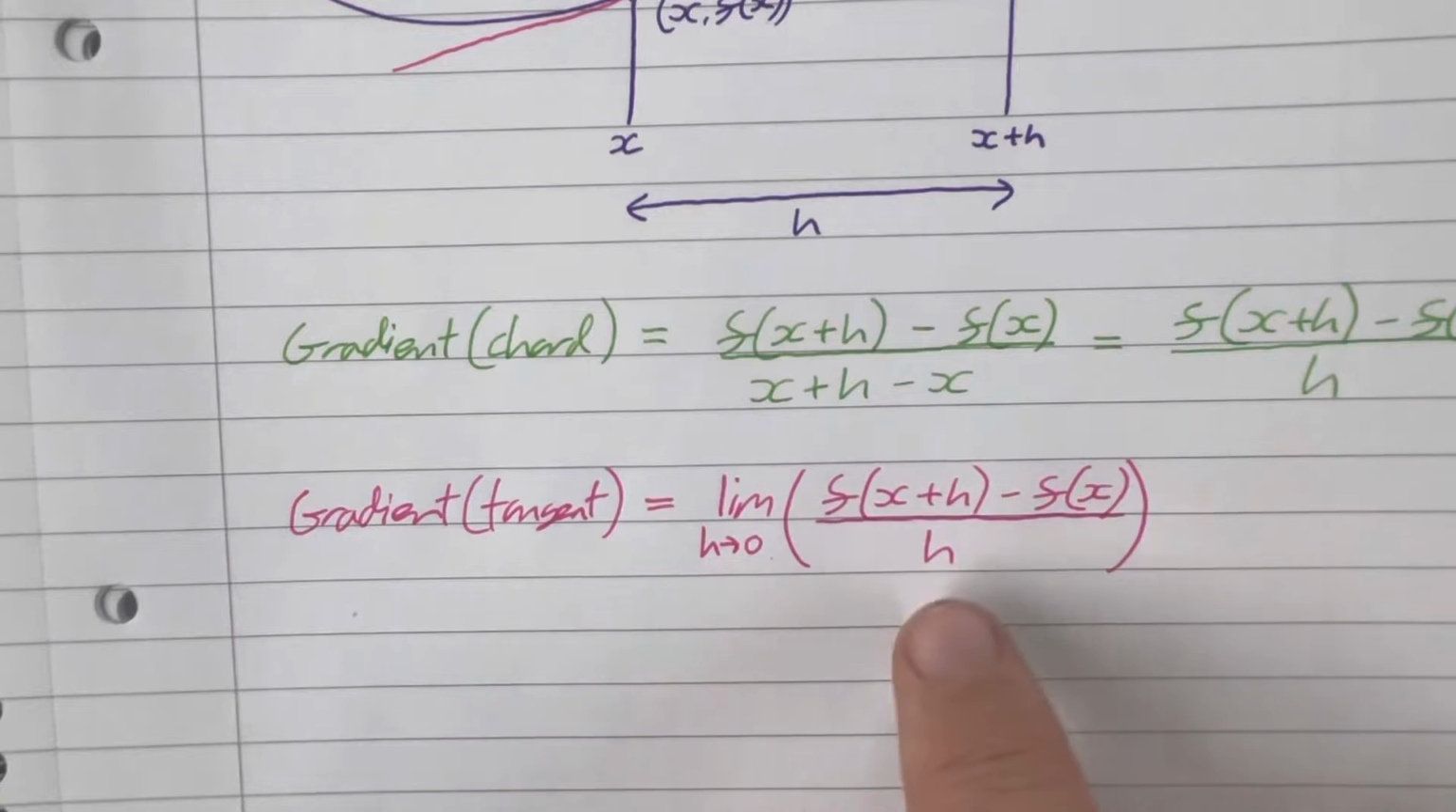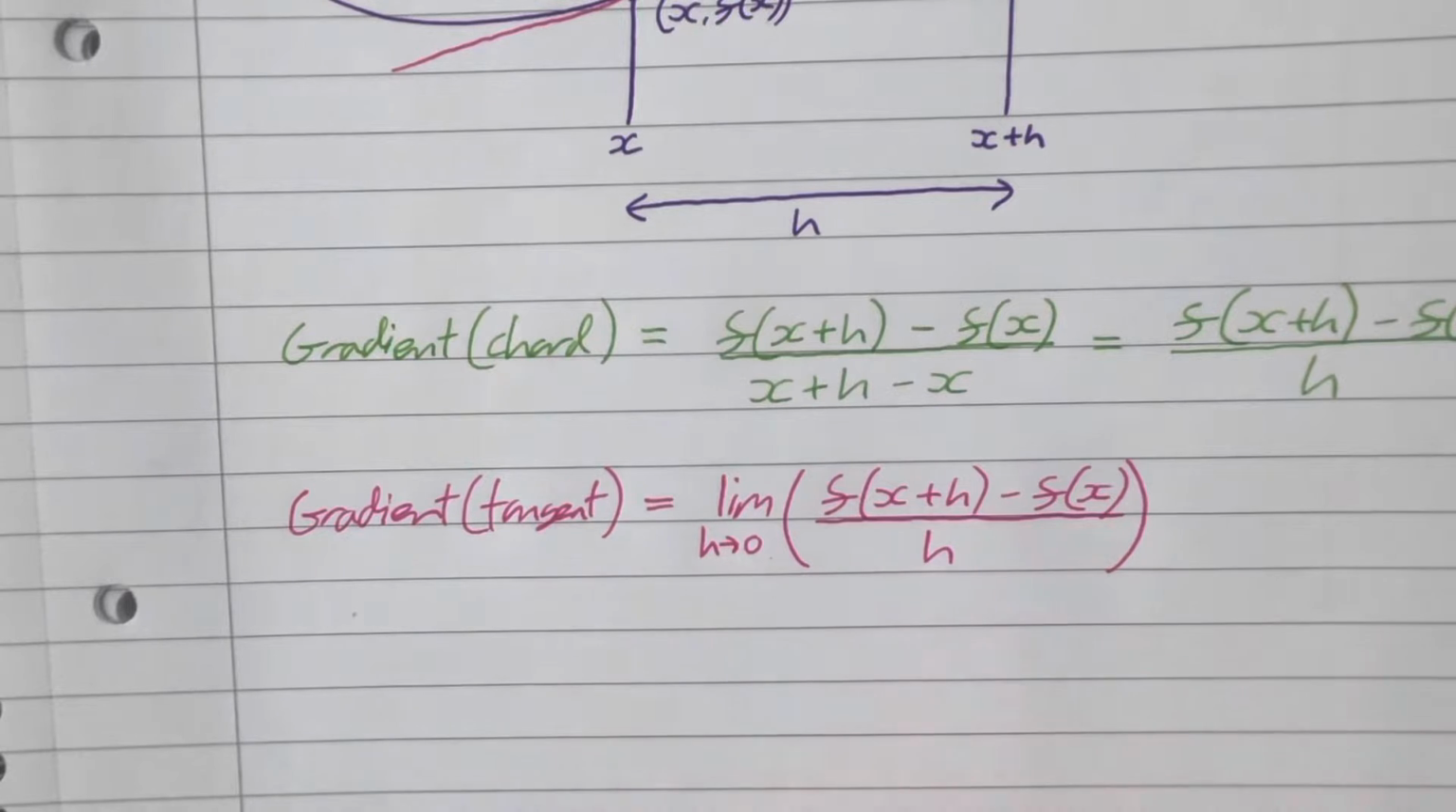And if you plugged in h is 0 into that, you would get 0 divided by 0, which doesn't make any sense. It's indeterminate. So you need to look at the functions and how they behave to actually get a function back out of that.